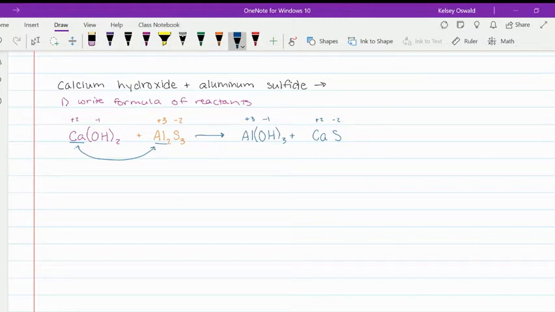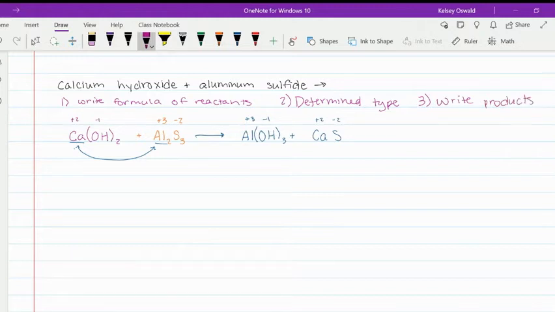So our first step, write the formulas of our reactants. Then we determined the type of reaction. We knew it was double replacement. And then last, we wrote the formulas of our products.